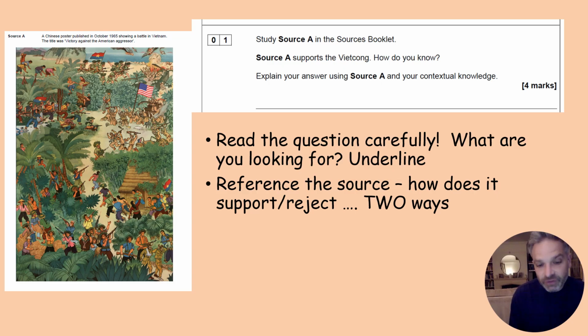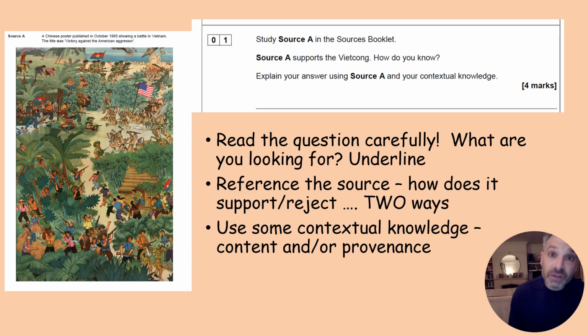Try to reference the source specifically, and then what you need to do is use some contextual knowledge to explain what you are seeing. So for example, you can see that the Viet Cong here are not wearing uniforms, and you can explain that that was part of their guerrilla tactics. You can reference the fact that they're coming out of the jungle and surprising the Americans. Again, you can talk about the guerrilla tactics they used to do that. So show that you understand the context here. Reference the source, explain using your knowledge of what's going on.